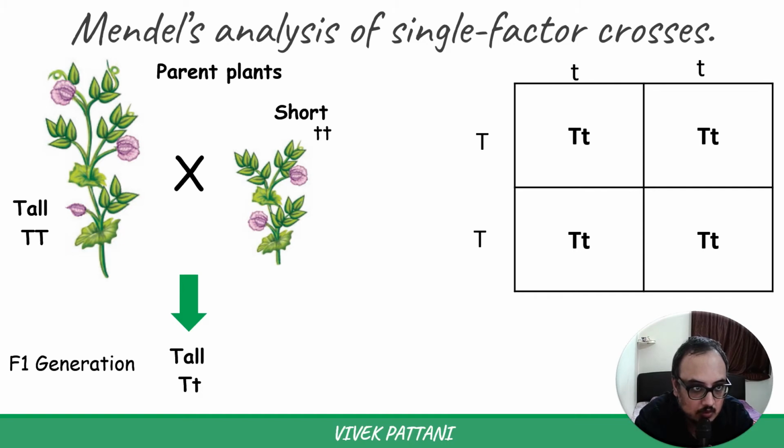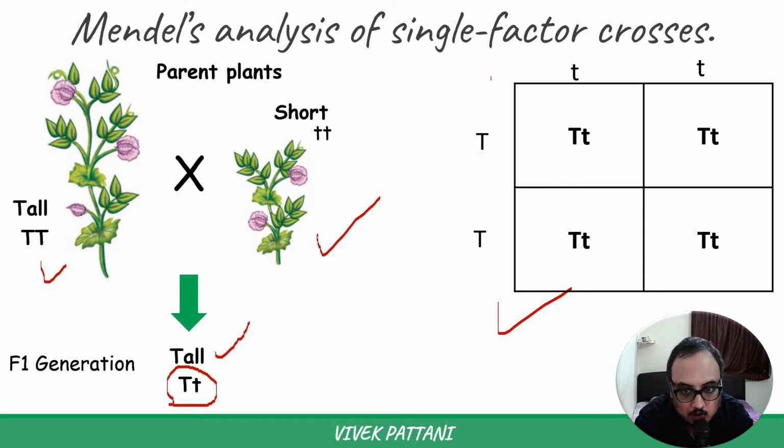The example shown here is a cross between a tall and a dwarf plant, and there is a parental cross also. This one is a tall plant, which is the dominant one, and this one is a short plant, which is the recessive one. Now all the plants in the F1 generation were hybrid, and all the phenotypes were tall. Now this one is the Punnett square. By using the Punnett square we can also confirm that all were hybrids and all are tall plants.